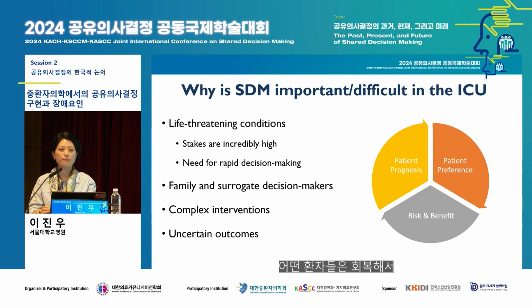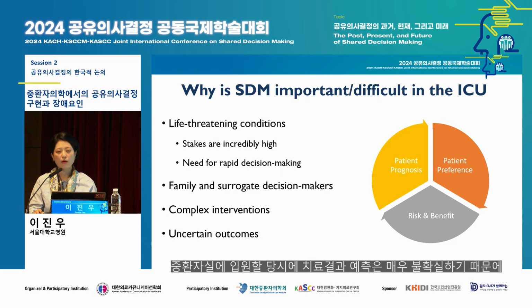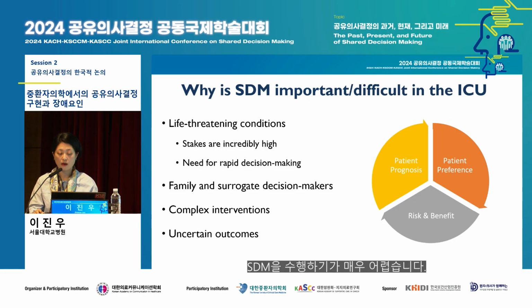Some patients get better, they go back to their general wards, they get discharged, but some also die in the ICU. So the outcomes are very uncertain at the time of admission to the ICU, which makes it very difficult to do the SDM.